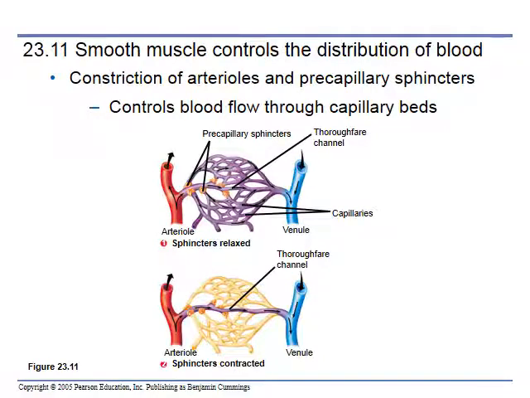Okay, smooth muscle controls the distribution of blood. So what it can do is constrict these arterioles and the precapillary sphincters and control where the blood goes. So you always have a thoroughfare channel through the capillaries where blood can go. And on either side of that thoroughfare, right here, you can see there are these sphincters that can either allow blood to go to these capillaries or not allow blood to go through these capillaries.